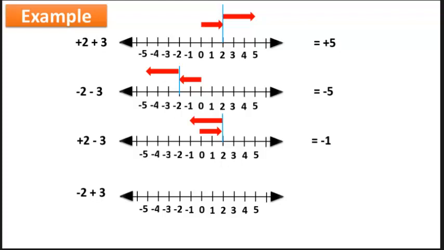In the last problem, we start with negative 2, but then we add positive 3, which makes it more positive, or moves us to the right on the number line up to plus 1, which is our answer. This looks similar to the previous type. So the answer here can be positive, negative, or even 0, depending on the numbers you're adding.